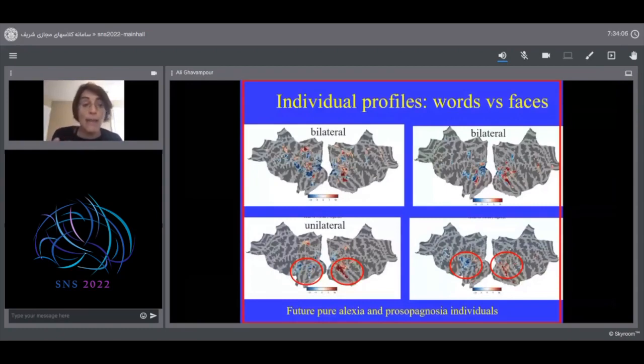I would argue that in the population at large, there are individuals who do have unilateral activation, but most of us have bilateral activation. These unilateral activation people, if they have a lesion to the left hemisphere, will become the neuropsychological pure alexic patient. And those who have a lesion to the right hemisphere will become prosopagnosic. The rest of us will not. And in fact, both pure alexia and prosopagnosia are very rare in the population at large. Next, please.